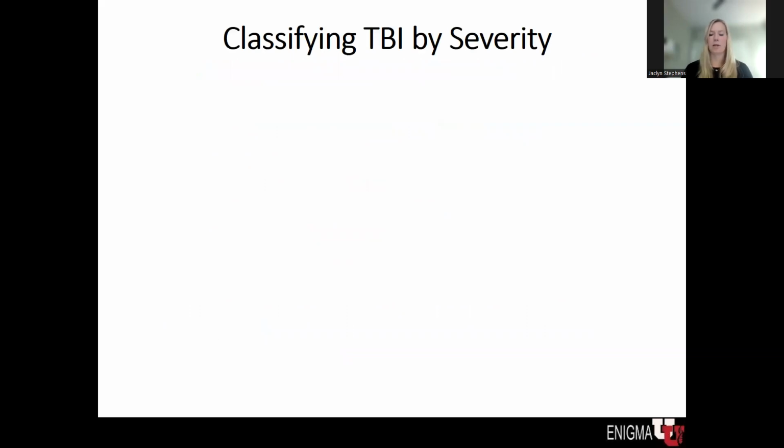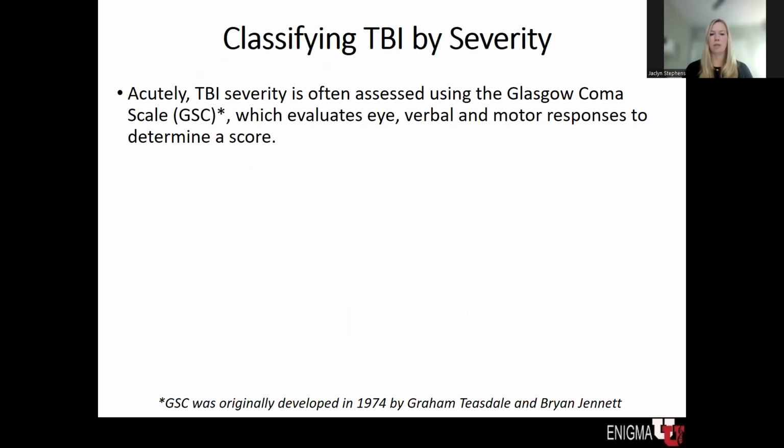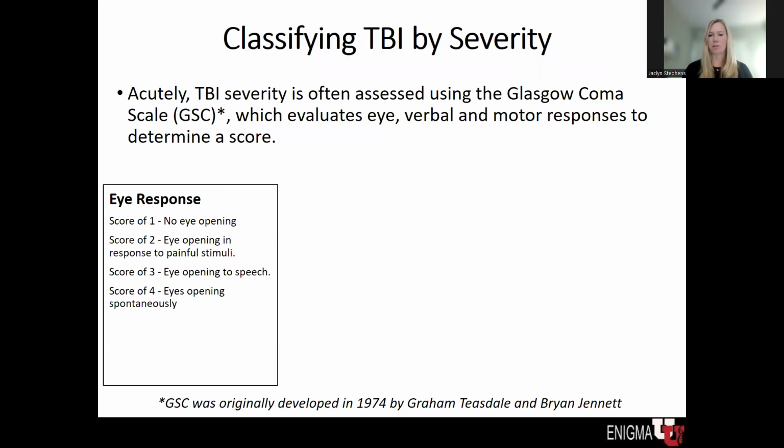We typically classify traumatic brain injury by severity. As you learn more about traumatic brain injury, you will see these severity indicators used. Acutely, it's assessed using the Glasgow Coma Scale, the GCS, which evaluates eye, verbal, and motor responses to determine a score. I have the original citation of this. This was actually developed in 1974.